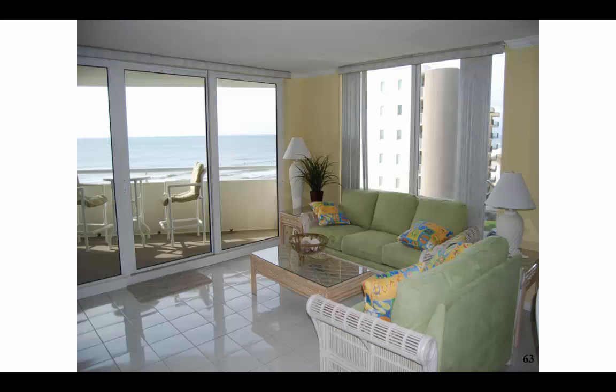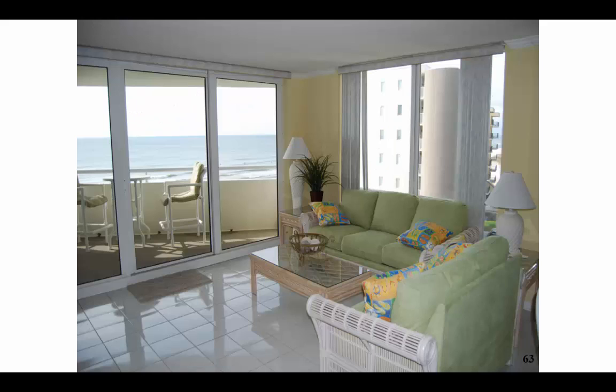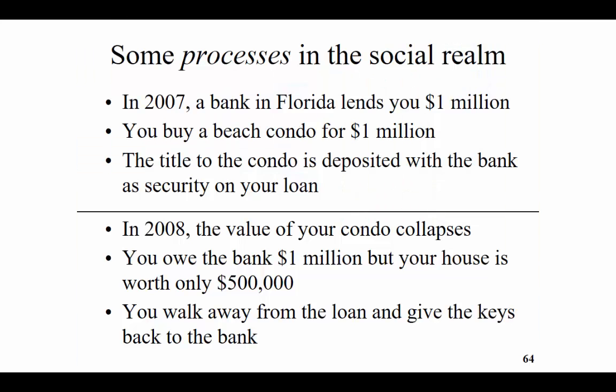But of course, sometimes it all breaks down. So in 2007, somebody got a bank loan and bought this condo. Maybe you. And then they got the title deed to the condo and gave it to the bank so that they could get the loan. So the bank has the title deed. That's the security on the loan. You owe the bank $1 million. But you have a nice condo.